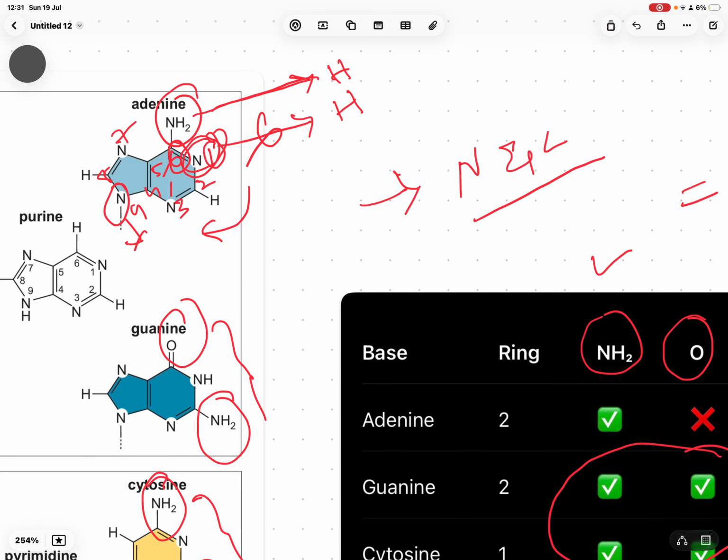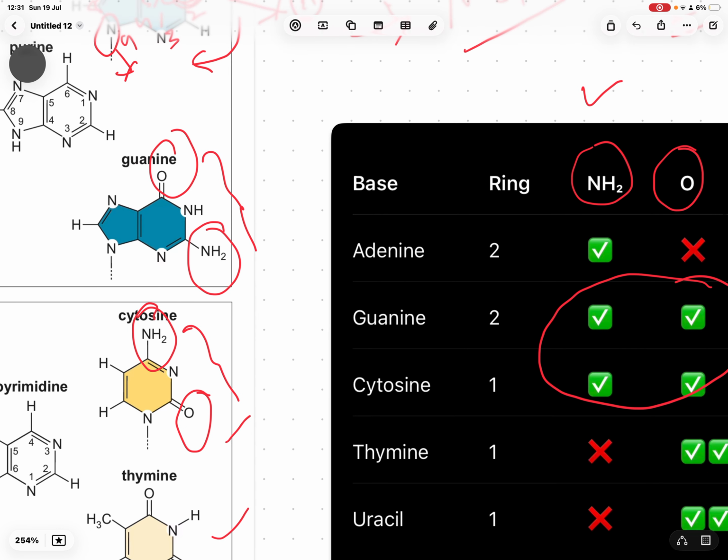Okay, so we know that bases form hydrogen bonds with the bases present on the opposite strand. So this amino group and also this nitrogen, these two participate in the formation of the hydrogen bond. Here this amino group acts as a donor for the hydrogen bond, whereas this nitrogen acts as an acceptor. We will discuss in the next video what donor and acceptor mean with respect to hydrogen bonds.